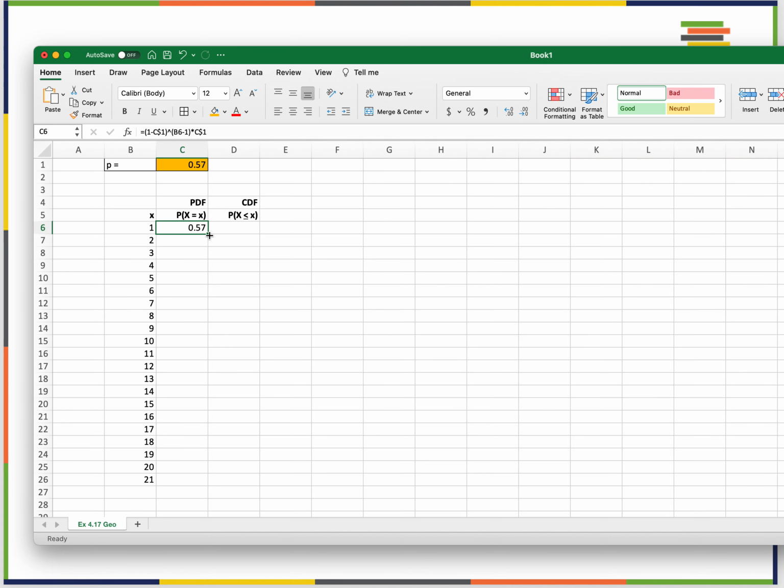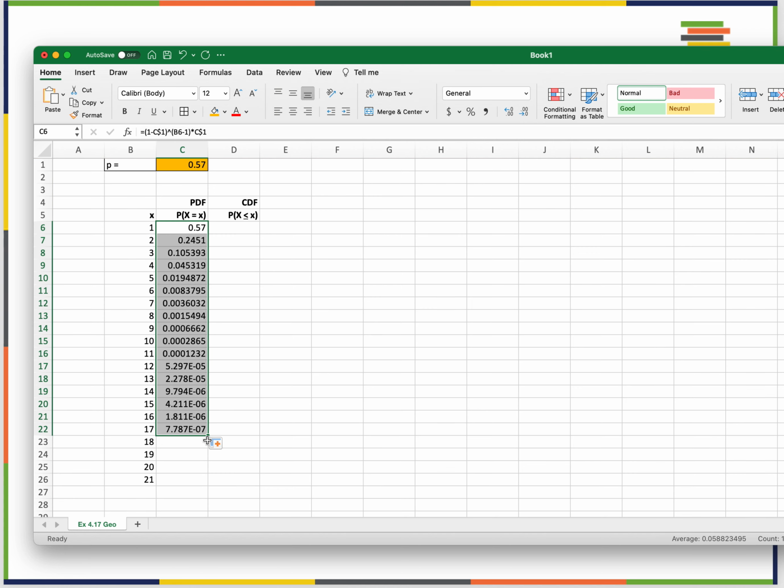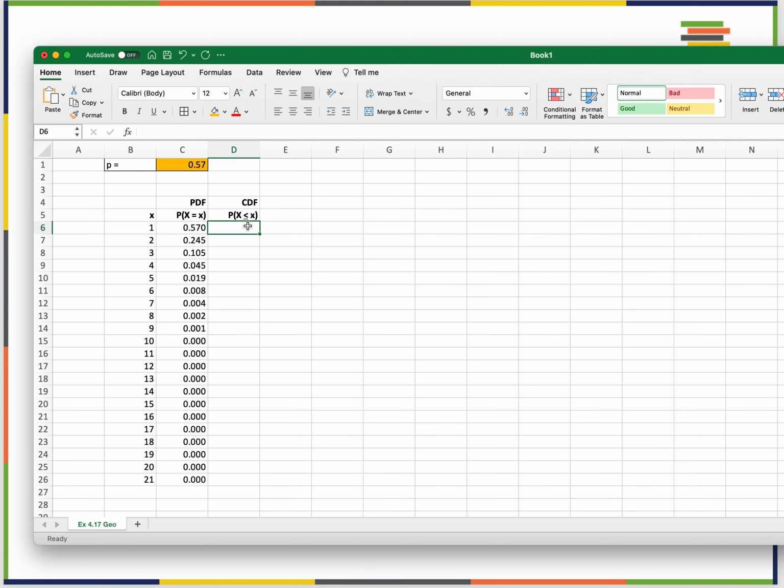So what's the probability of losing on the second game? It's going to decrease pretty quickly, and it goes to 0 very fast. So if I take this and I make them all 3 decimal places, you see it goes to 0 very quick. How do I calculate my CDF? I use the old trick of saying equals this on the first one, and then it's equal to the previous plus the current, for each successive one. And if I take this down, you see it all goes to 1.